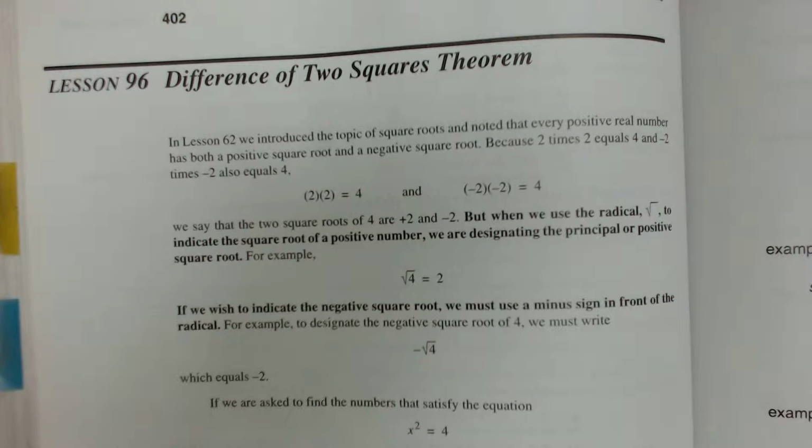Algebra 1, Lesson 96, Difference of Two Squares Theorem. So, the difference of two squares theorem is something that we've already seen as far as factoring polynomials. We're going to see how it relates to equations. The difference of two squares theorem is pretty simple. I'll do it backwards because that's a pretty good way of explaining it. It works like this.